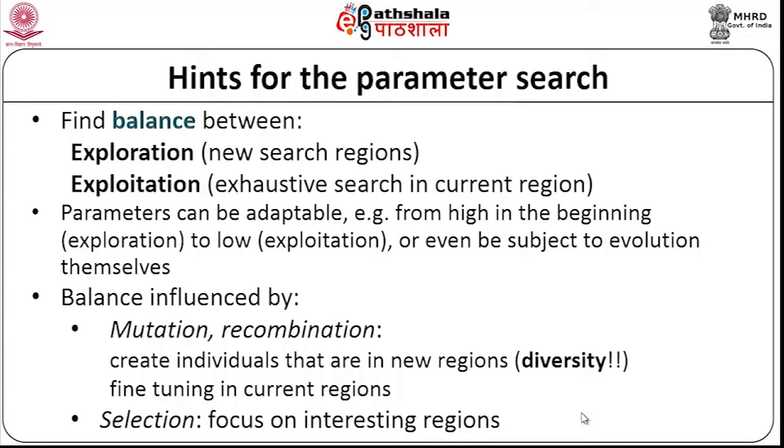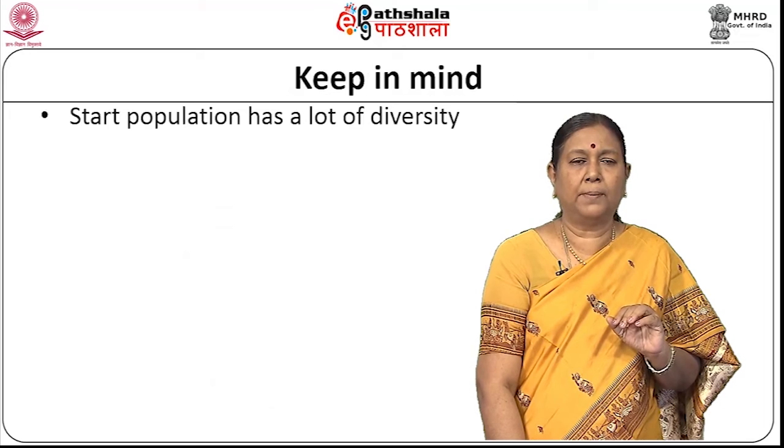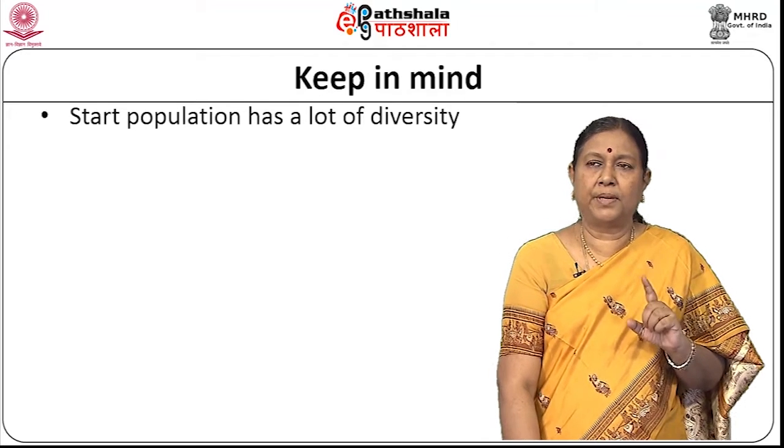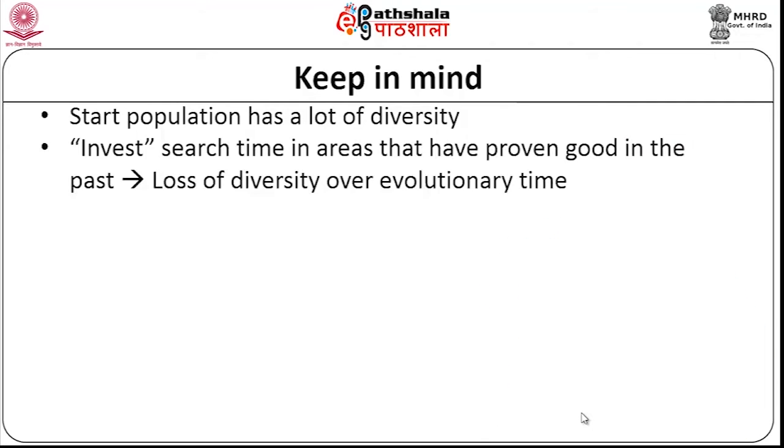Selections focus on interesting regions, and diversity is brought in by mutation and recombination. Keep in mind: start with a population that has a lot of diversity, and invest search time in areas that have proven good in the past. You start with diverse, and then what you find good, you search in that region itself. So diversity decreases as you go down the generations, a loss of diversity over evolutionary time.